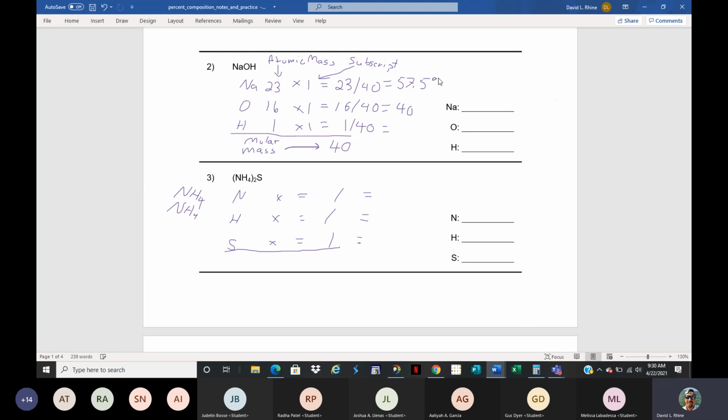I'll put the percent sign here just to make sure everybody understands. Does everybody understand I changed 0.4 to 40? I don't think I have to go through that with you, right? Okay. And then this is going to be 2.5. And if you add those up, you're going to get 100. Okay. Questions on problem 2?